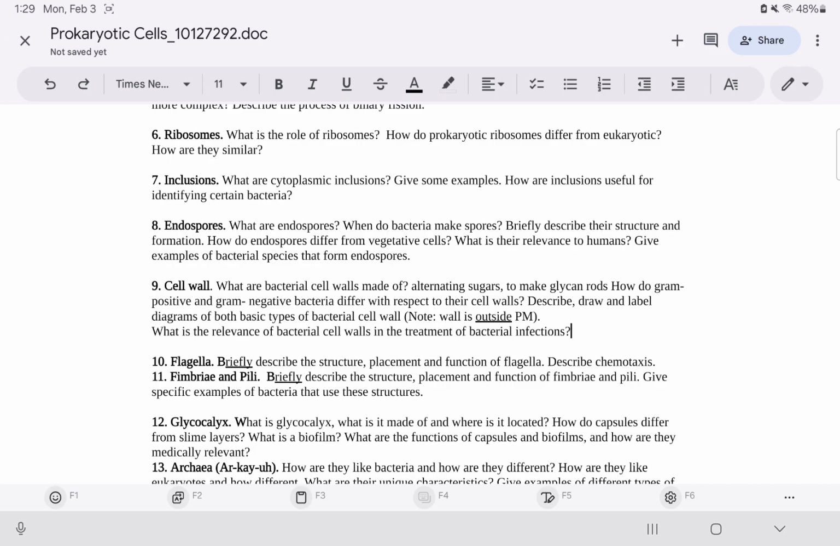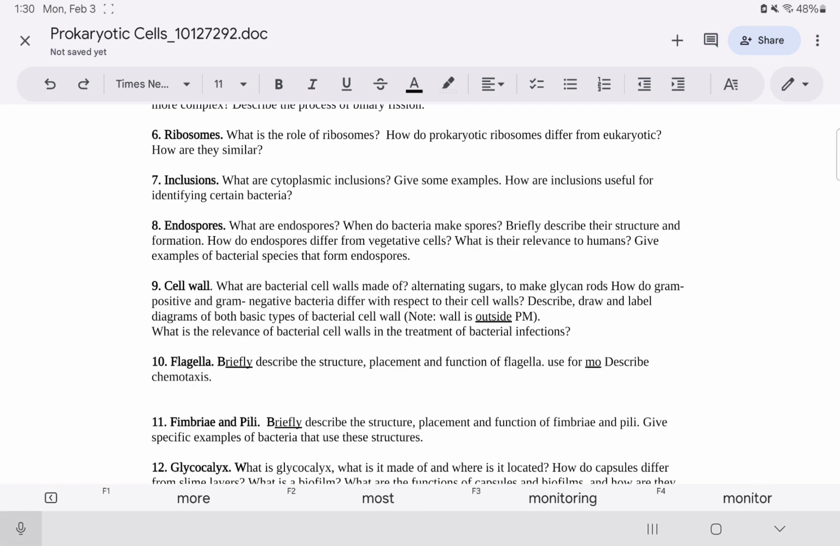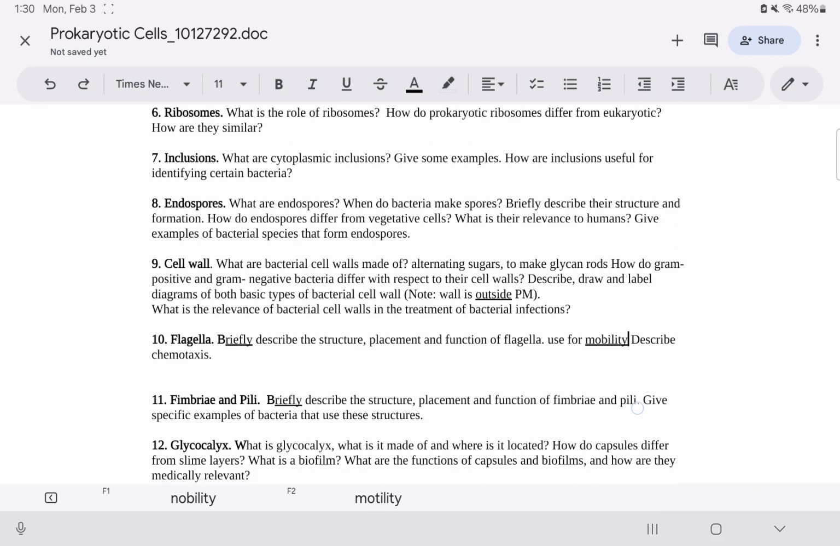All right, flagella. Placement, I can't tell you. It's on the outside part of the cell, but you might have one, you might have many, I can't know this. But I can know that they use it for motility. And today we will see organisms that are flagellated and they're going to dart around independently, one from another.